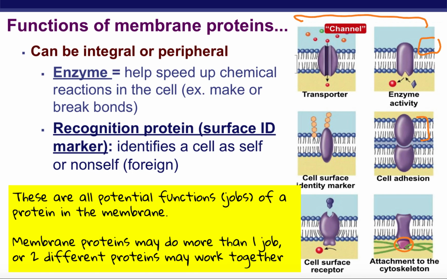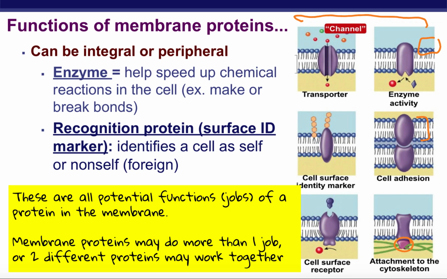But two other examples are enzymes. So enzymes, we've talked about them a little bit, but we haven't really detailed them yet. And they basically are proteins that help chemical reactions occur more quickly in the cell. They help make it easier to either make or break a bond.